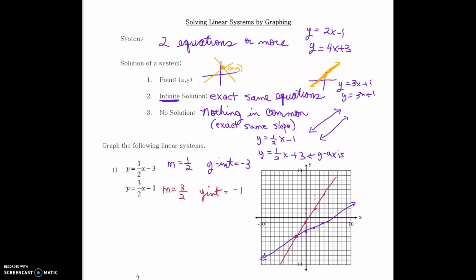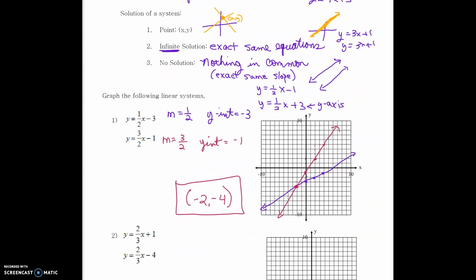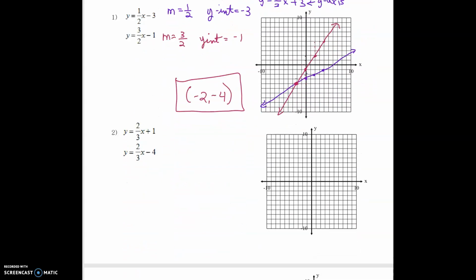So usually when you do that, you can see exactly where it crosses. So then my answer to this is -2, -4, because I go 1, 2 to the left, that's my x value. Go down 1, 2, 3, 4, that's my y value. That is my answer. Okay? So let's keep going here.